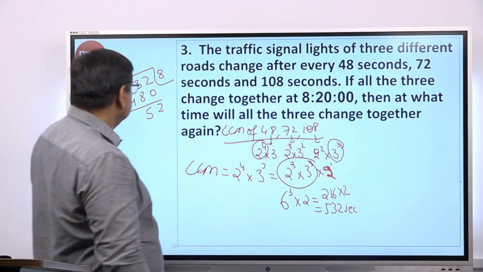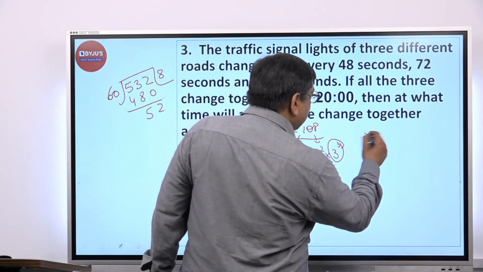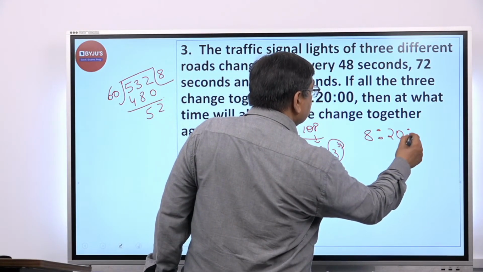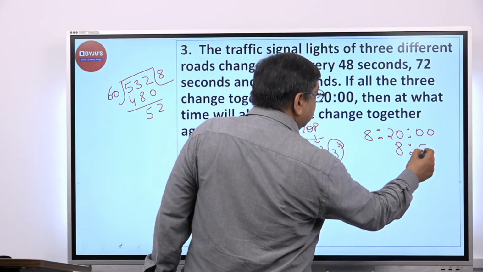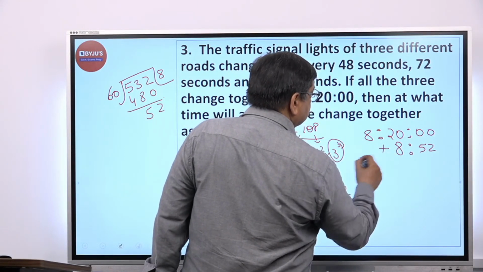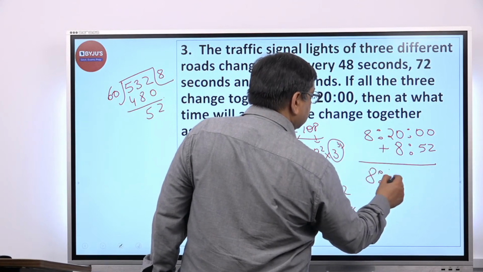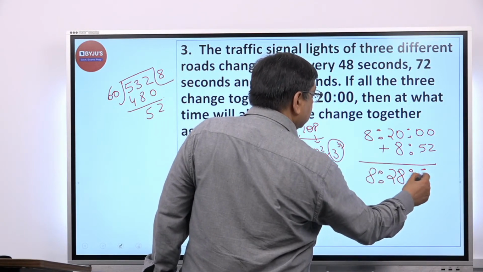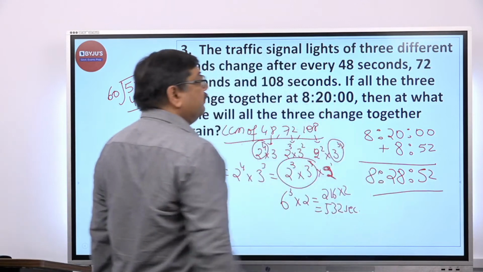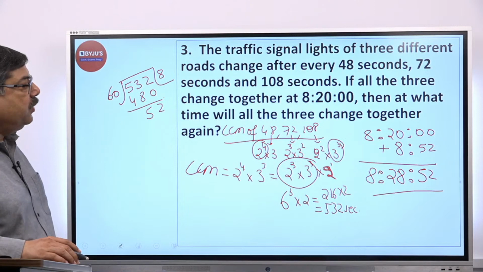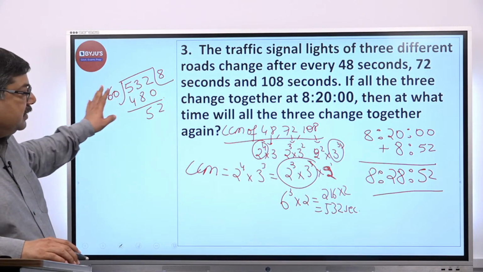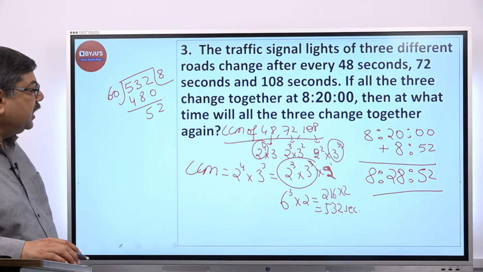All right. So here we had 8:20, 0 seconds, adding 8 minutes and 52 seconds to this. We got 8:28, 52 as the next time when all the three will change together after 8:20. All right. So I think this is quite clear to everyone.